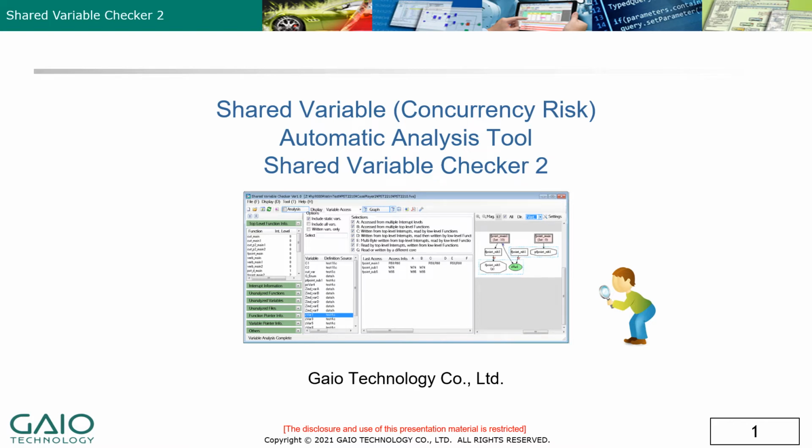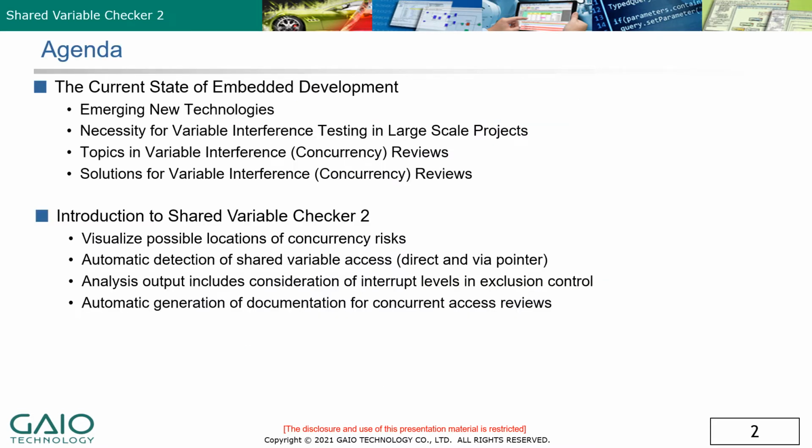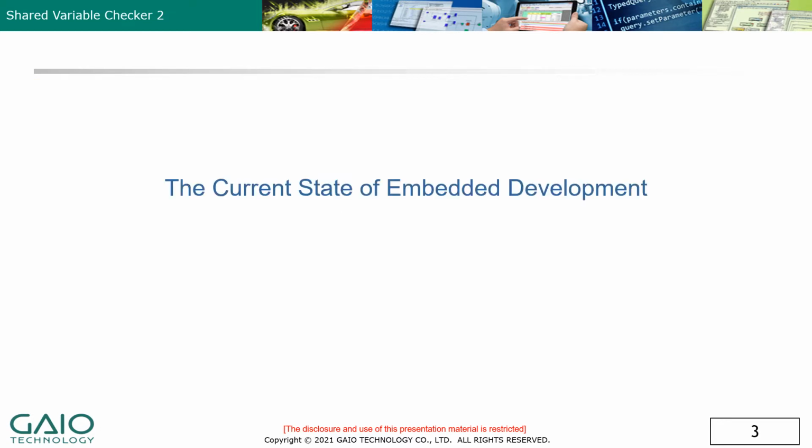Gaio Technology presents the Shared Variable Automatic Analysis Tool, Shared Variable Checker2. Considering the state of embedded development today and how variable interference is a growing concern, we will look at how the Shared Variable Checker2 tool can help improve the development process.